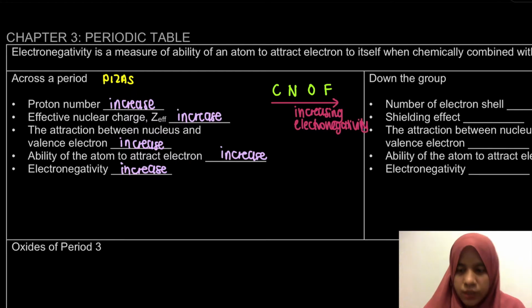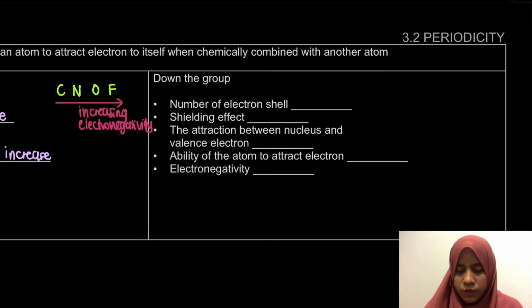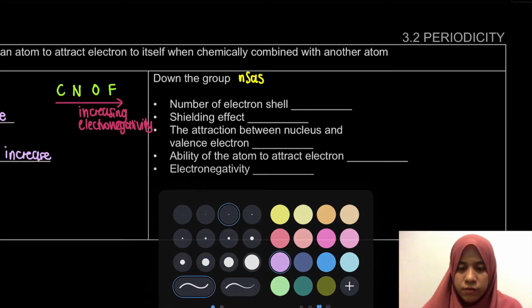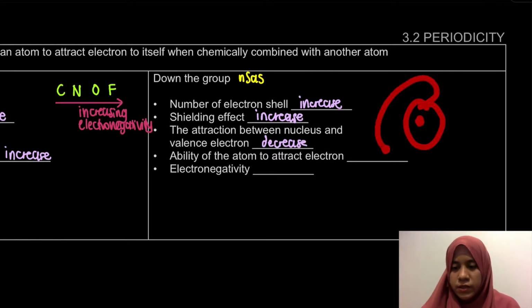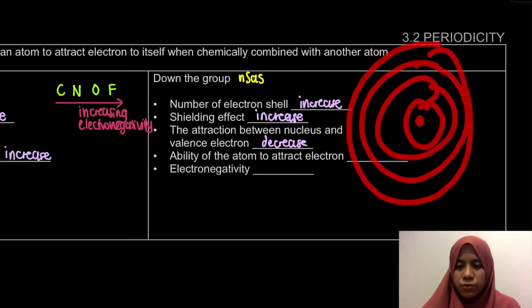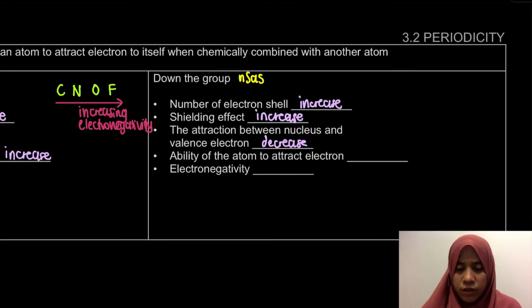Okay, next is down the group. Down the group, the number of shells increases, so the shielding effect also increases. The attraction between the nucleus and the valence electron decreases. Remember, between our nucleus and the valence shell, the more shells there are, the weaker the attraction will become. So the ability of the atom to attract electrons decreases.